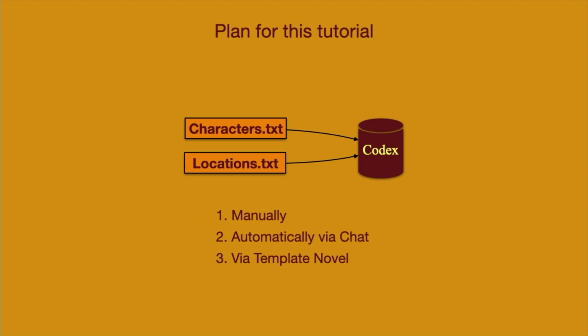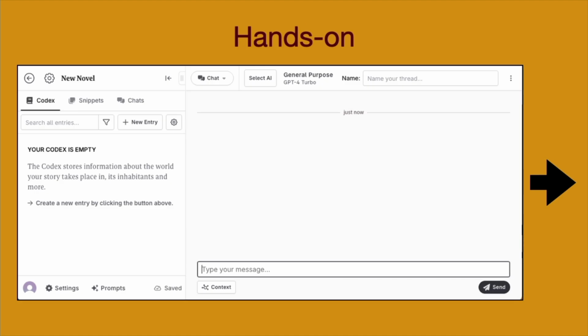Here is a plan for this tutorial. We will start with two documents, character.txt and locations.txt. And we will use them to create our codex. We will show how to do it in three different ways: manually, automatically via chat, via template novel. Okay, let's now go to Novelcrafter and see how this is done.